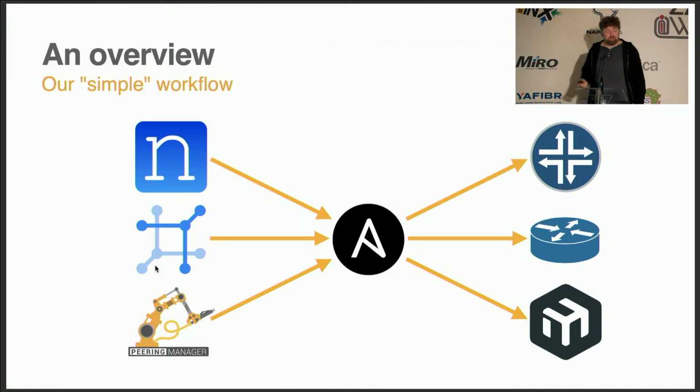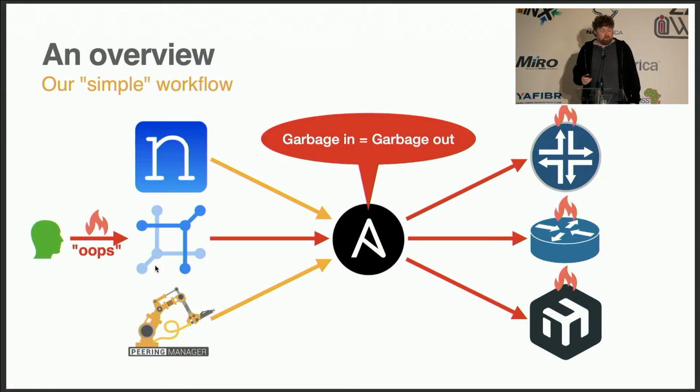So this is basically what it looked like. Netbox, Nautobot, Peering Manager, they're all feeding data straight into Ansible, and then Ansible is deploying that configuration everywhere. So somebody makes a mistake, puts some bad data in, and suddenly you run Ansible and your whole network goes down because there is a stupid conflict somewhere. Luckily this didn't happen in my case, but it can happen. So yeah, garbage in, garbage out. If somebody makes a typo, you have a problem. And of course, for a big production network, this is just not acceptable.